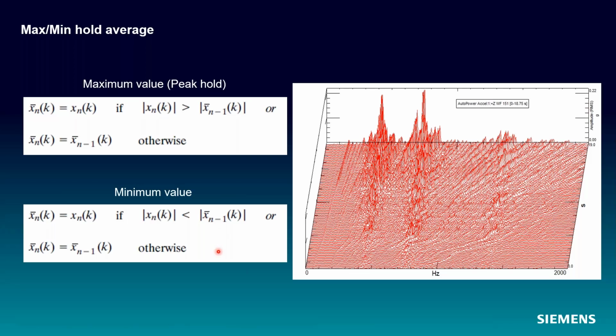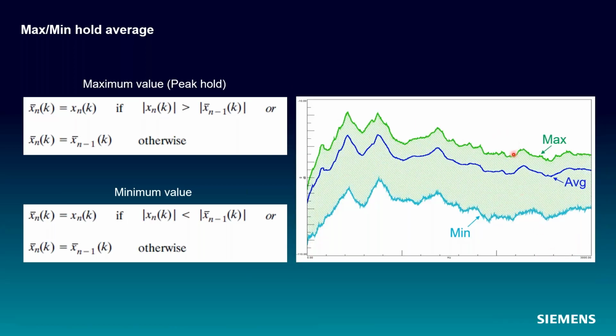Pretty straightforward. So if we look at this run up, again, we're going to do a max and a min hold. We're going to get an average versus frequency. And you see I have a max and a min. And then I put my linear average right here in the middle. And I think this is actually an energy average as it's closer to the max.